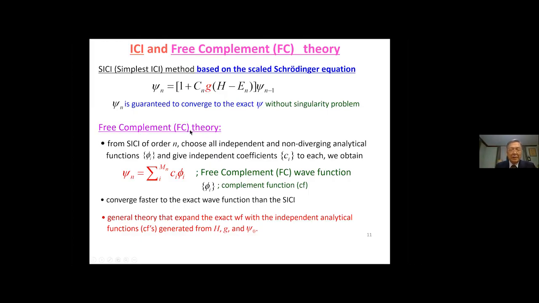From this, we can formulate the free component theory. You proceed to order n, then you have many complex analytical functions. Then from SEICI or SICI of order n, choose all independent and non-diverging analytical functions psi i, and give an independent coefficient for each. Then we can write this. This is something like the analytical essence of the function, which we call the free component wave function, and this one, the complement function, CL. And this converges faster to the exact wave function than the original simplest ICI.